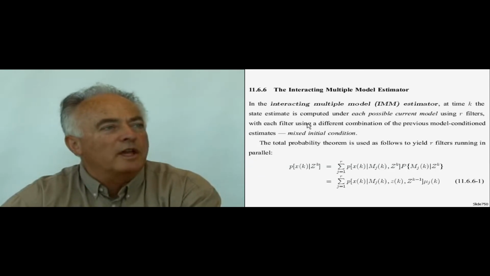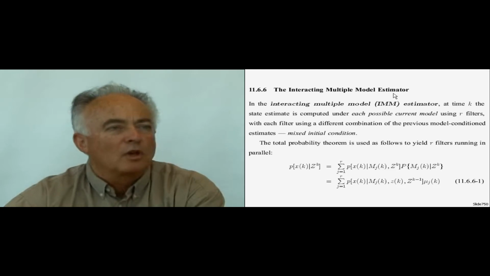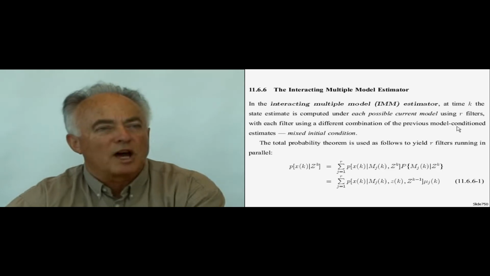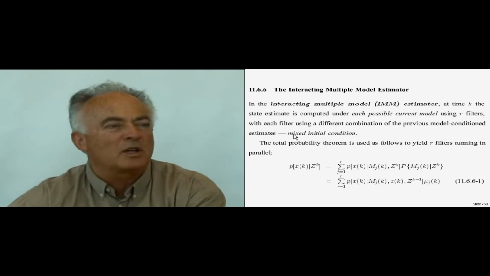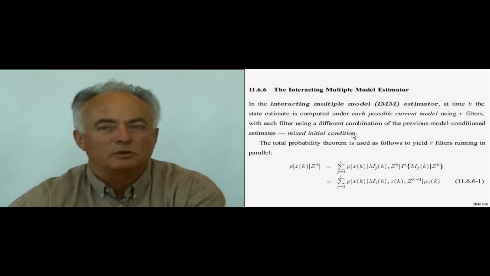Now, next we will go to the interacting multiple model, the IMM estimator, which operates as follows. At time k, we compute the state estimate under each possible current model. We use r filters, but each filter uses a different initial condition, a combination of the previous outputs of the filters. So we use a so-called mixed initial condition. The filters exchange information just before the beginning of the cycle based on the previous estimates, and they do their own thing, come up with their own estimates, and again, next cycle will exchange information.